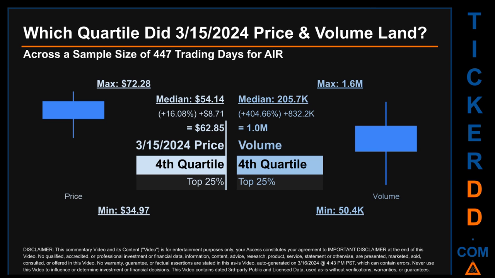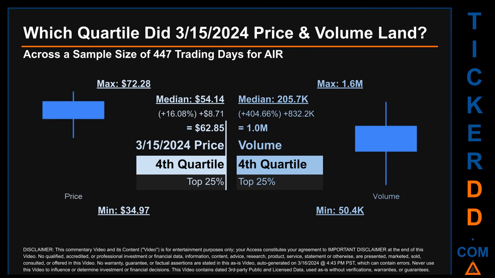Which quartile did March 15, 2024 price and volume land? Across a sample size of 447 trading days, the maximum end-of-day price for AIR was $72.28 while the minimum was $34.97. Within that price range, March 15, 2024 price, of $62.85, landed within the fourth quartile, meaning that it was within the top 25% of all sampled end-of-day prices.